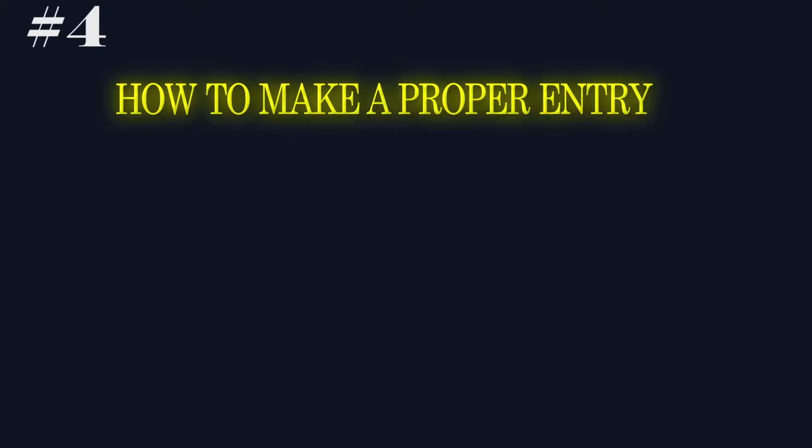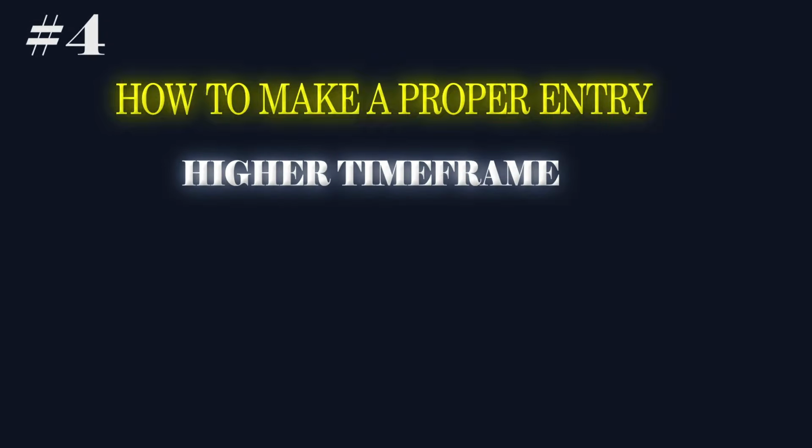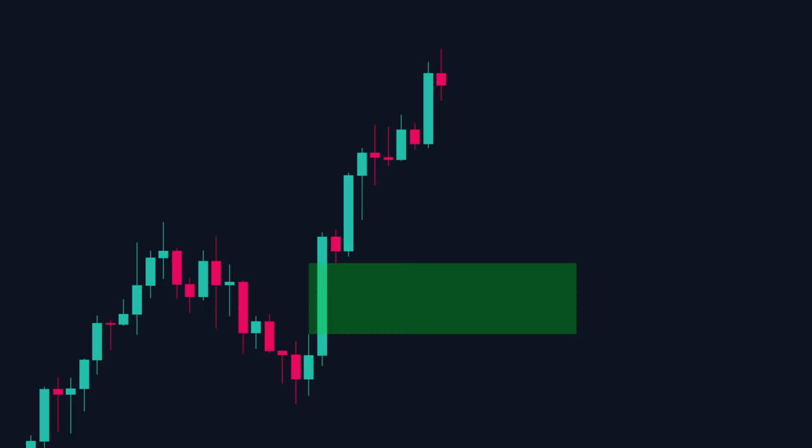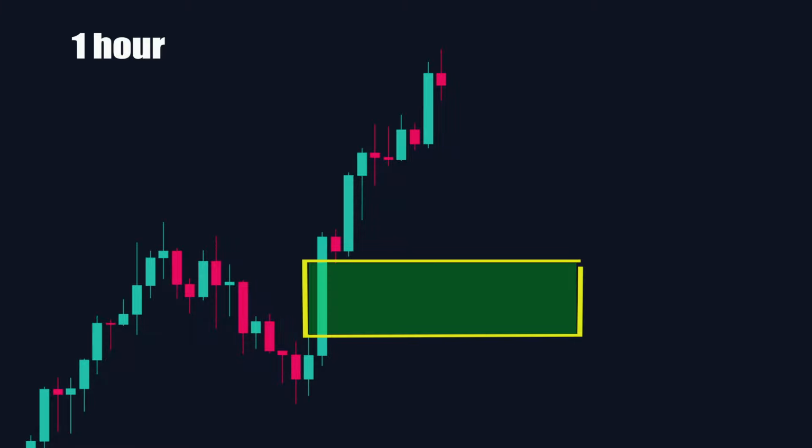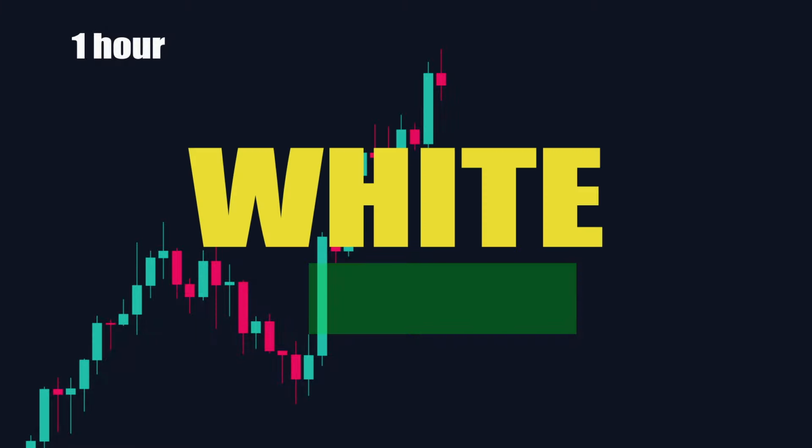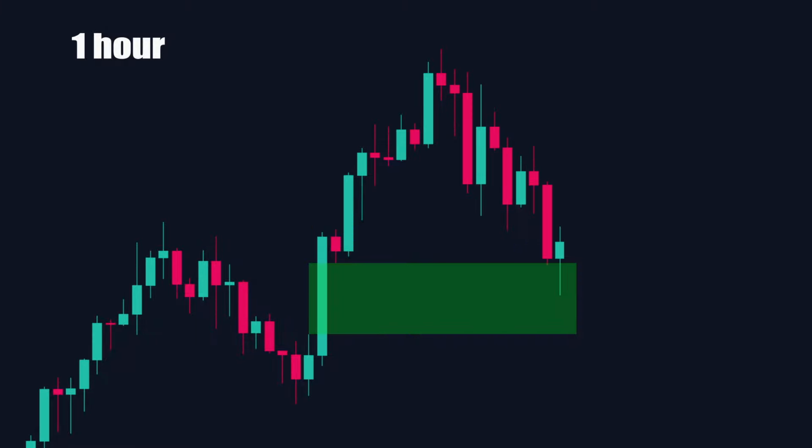Number 4. Let me show you how to make a proper entry by moving from a higher time frame to a lower one. First, we look at a 1-hour uptrend chart. We can see a clear fair value gap. We don't buy right away, but wait for the market to come back to this gap.